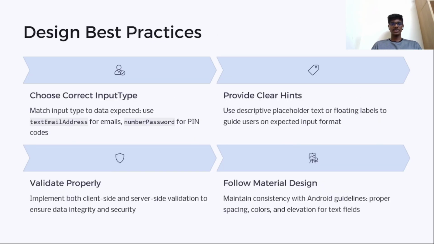Designing best practices. When designing forms, we have to choose the correct input type for expected data and provide clear hints or floating labels to guide users. Do proper validation on both the client and the server side, and follow Material Design guidelines. Do not break the guidelines for spacing, color, and layout. Good UI design leads to fewer errors and a better user experience.